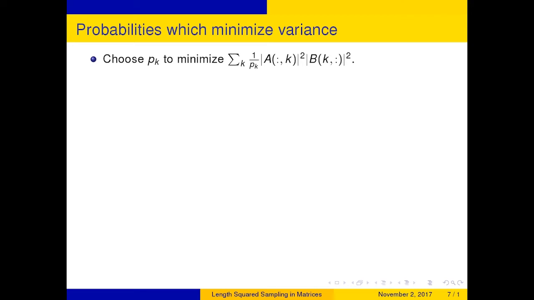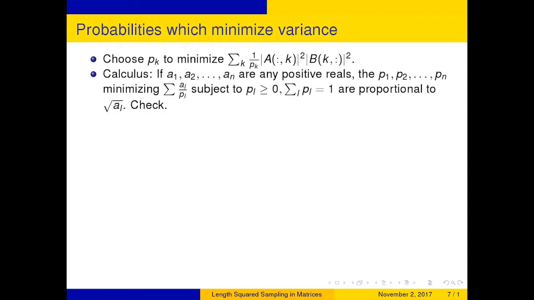So I want to choose the P's to minimize that. Choose the pk, I changed the L to k. So I want 1 over pk times that to be minimized, summed over all k. P has to be a probability vector, so it has to sum to 1. And calculus, which you should do at home. If you have a1 through an, which are positive real numbers, I want p1 through pn so that the sum of a_l over p_l is minimized, subject to non-negativity and summing to 1.